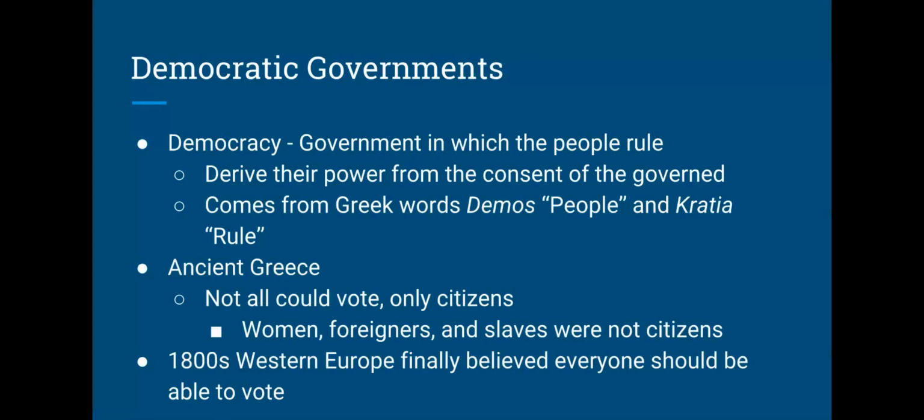You also have democratic governments, including democracy. Okay? So this is where government is ruled by the people. Their powers derive from the consent of the governed. It comes from Greek words demos, meaning people, and kratia, meaning rule. And our first real example would be ancient Greece. Looking at that example, all people actually couldn't vote, only citizens could. Women, foreigners, and slaves were not considered citizens at the time. And then that eventually came back through the Enlightenment.